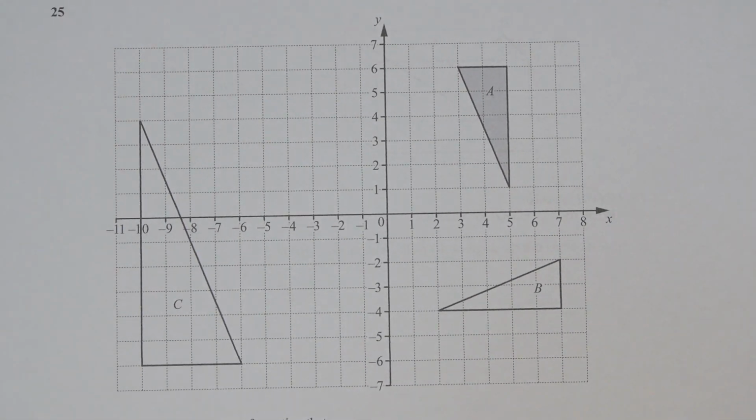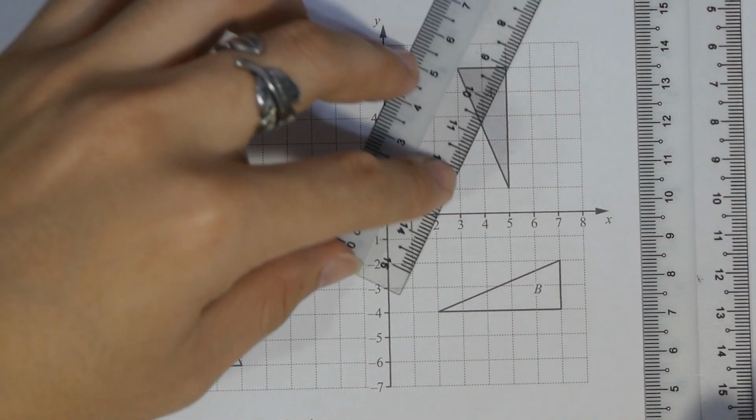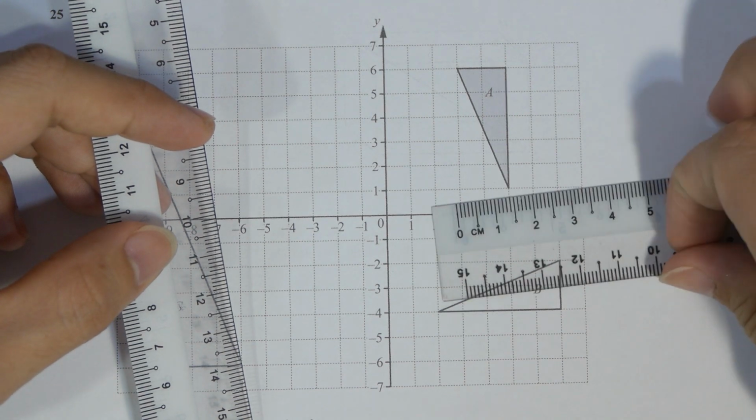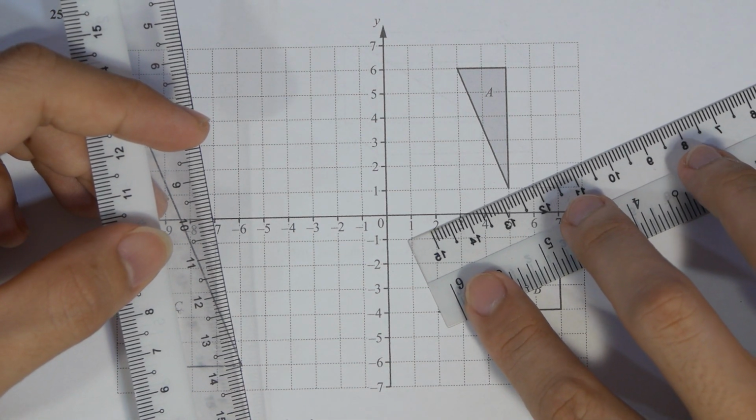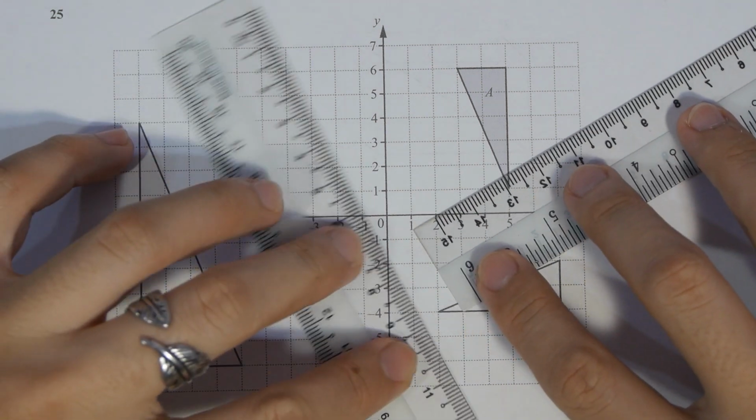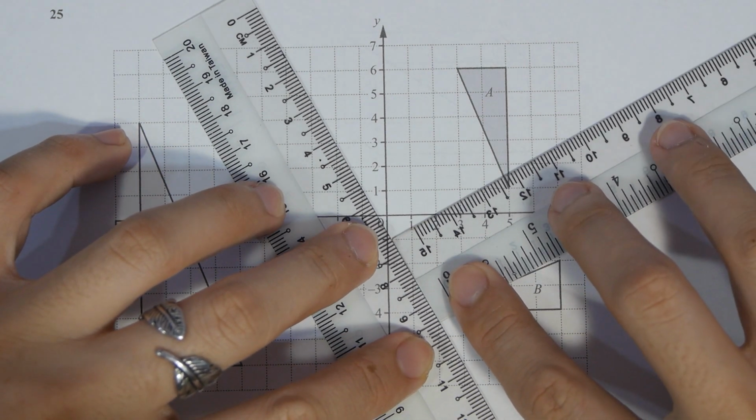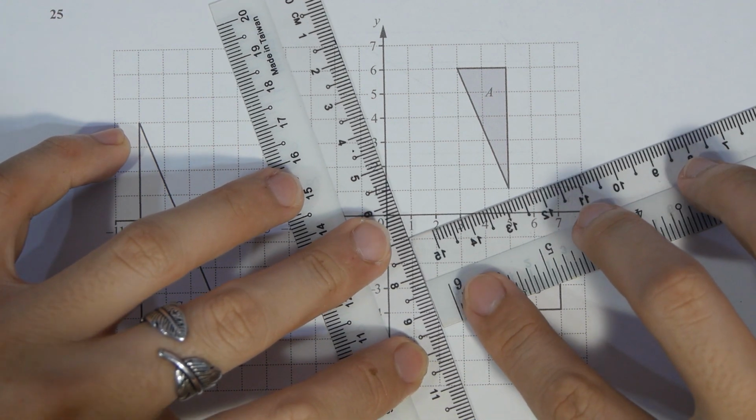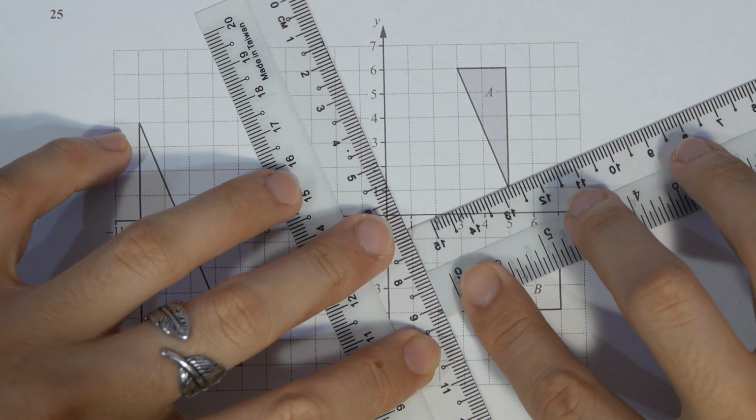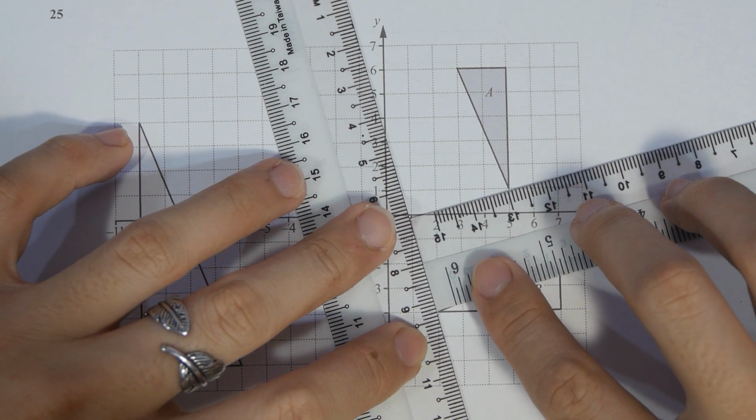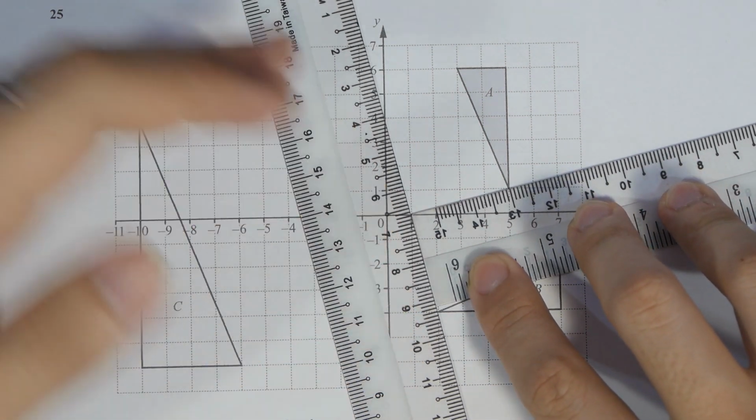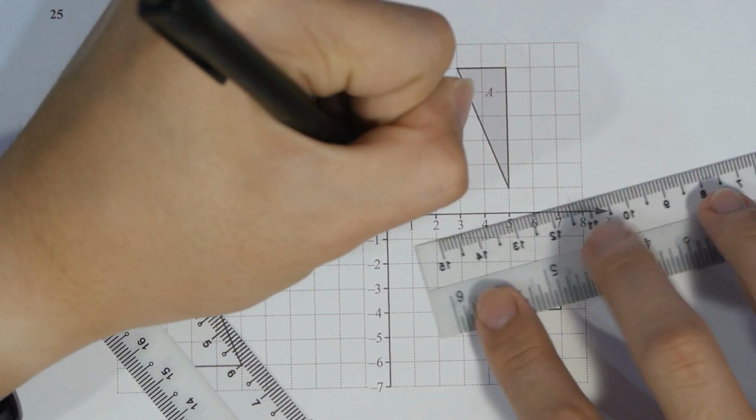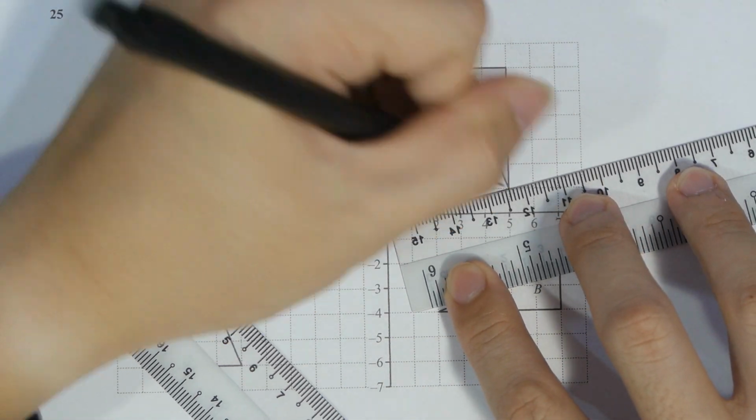Lastly, for question 25, triangle A onto triangle B is a rotation of 90 degrees about the point (1, 0). How did I identify this (1, 0)? I simply estimate where the point is located, then use a ruler to line them up and identify at which point the angle is 90 degrees. Then I identified it as (1, 0).